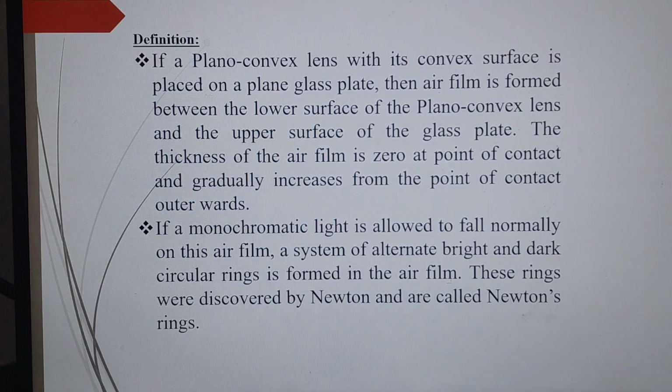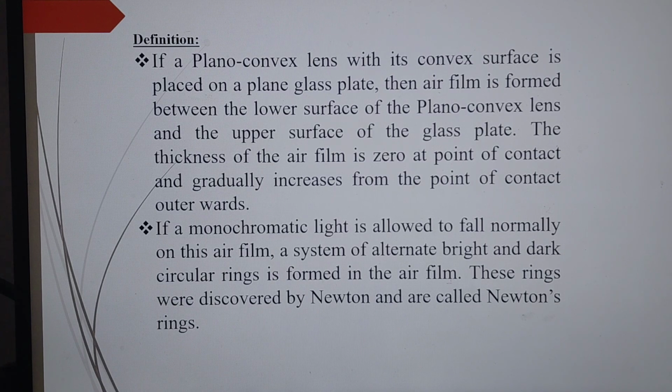Next, what is the definition? If a plano-convex lens with its convex surface is placed on a plain glass plate, then an air film is formed between the lower surface of the lens and the upper surface of the glass plate. The thickness of the air film is 0 at the point of contact and gradually increases outwards from the point of contact.